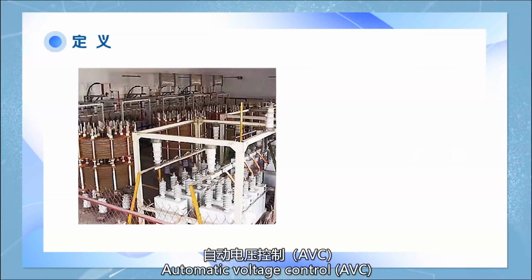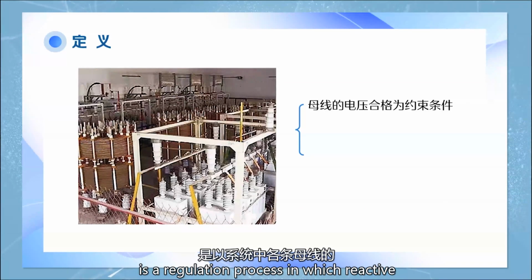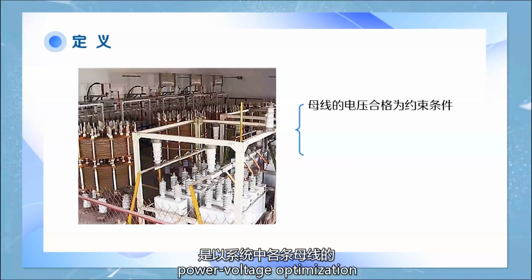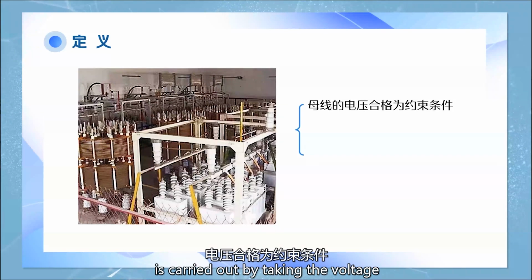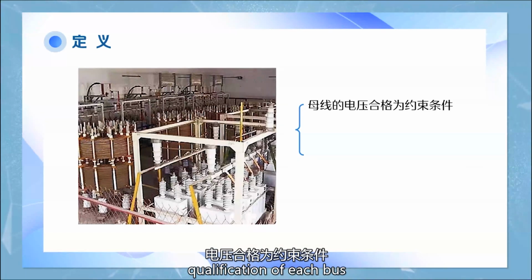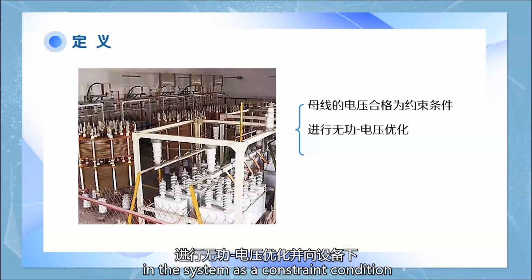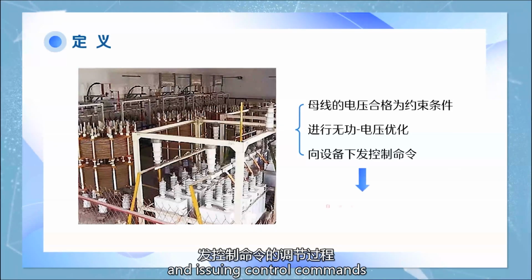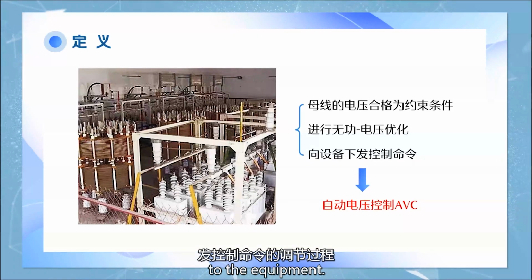First, what is automatic voltage control? Automatic voltage control is a regulation process in which reactive power voltage optimization is carried out by taking the voltage qualification of each bus in the system as a constraint condition and issuing control commands to the equipment.